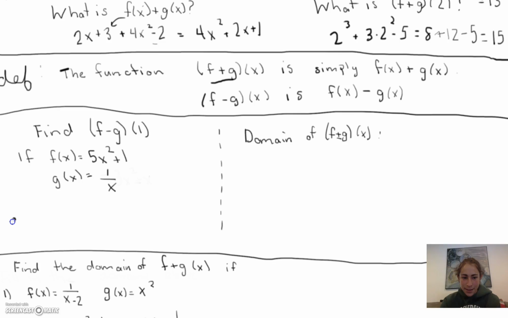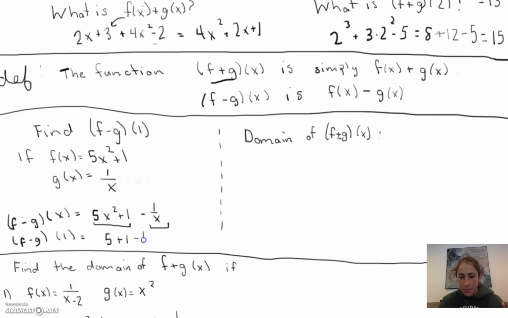So let's practice. f minus g of x here, if f is 5x squared plus 1 and g is 1 minus x, well, I just subtract g of x from f of x. So here's the f of x part, here's the g of x part. If I want to know f minus g of 1, then I just plug in. So 5 plus 1 minus 1 equals 5.